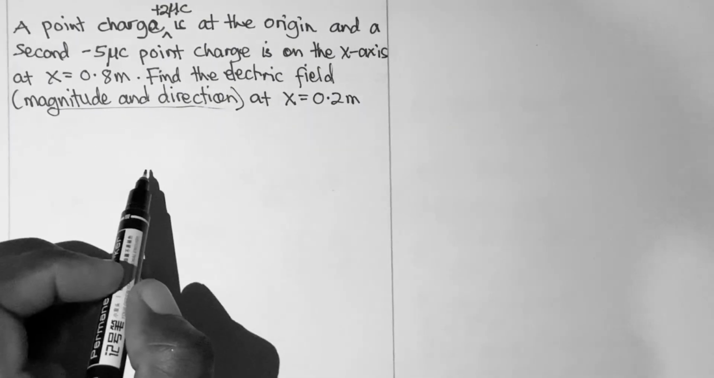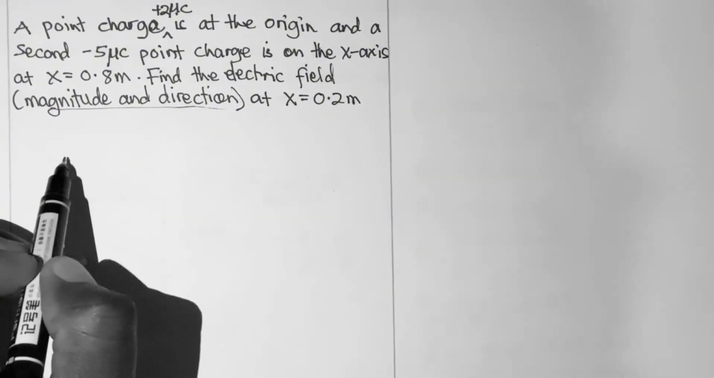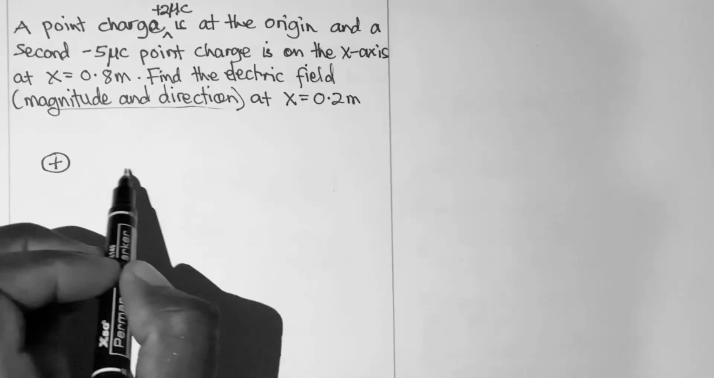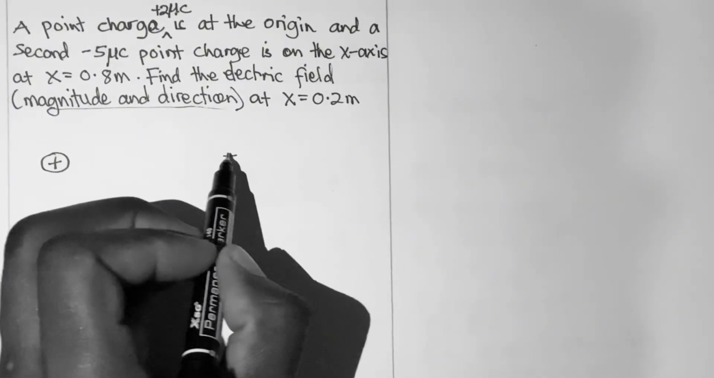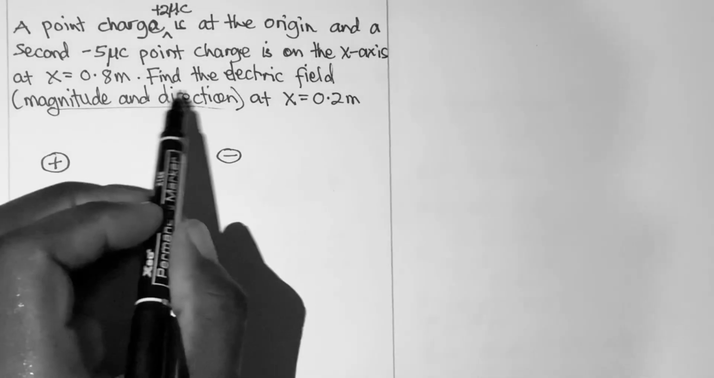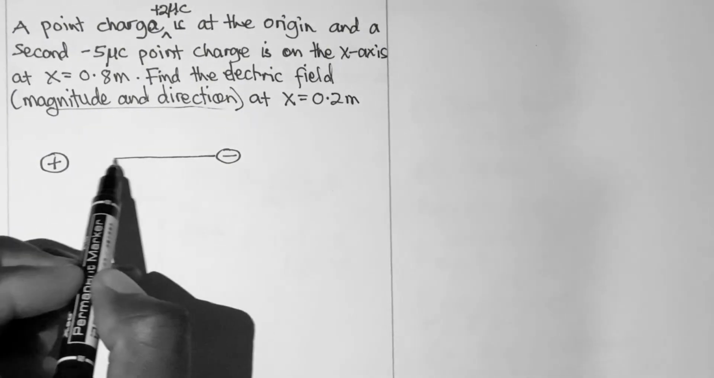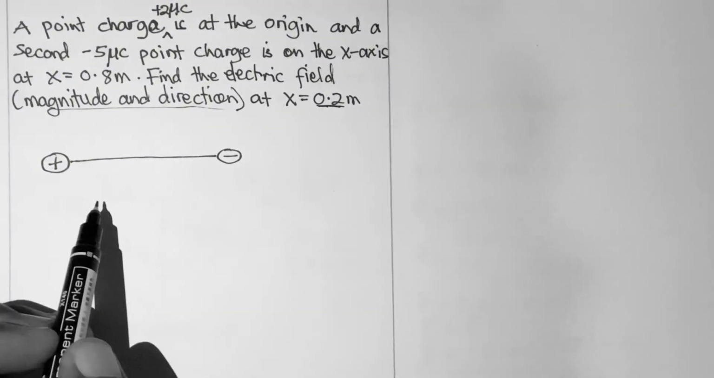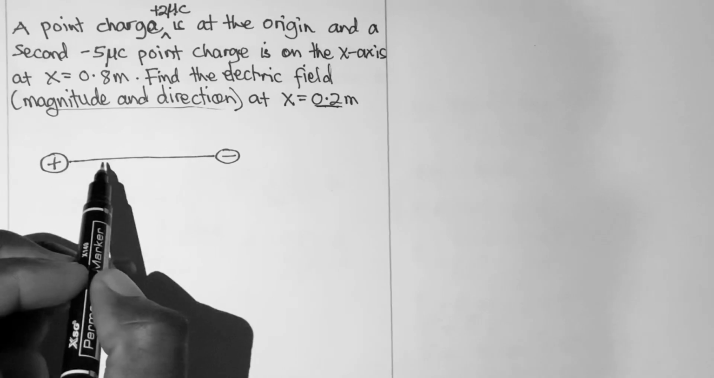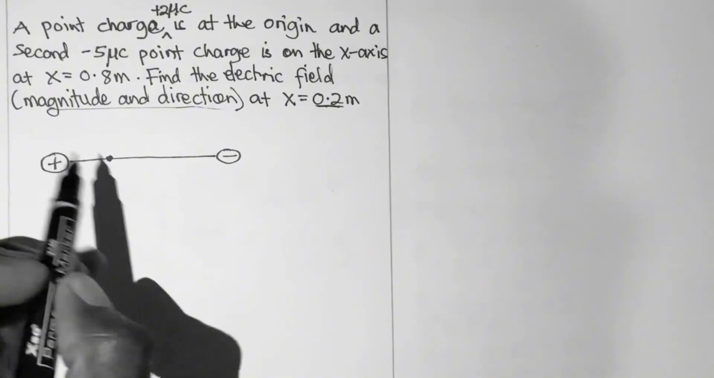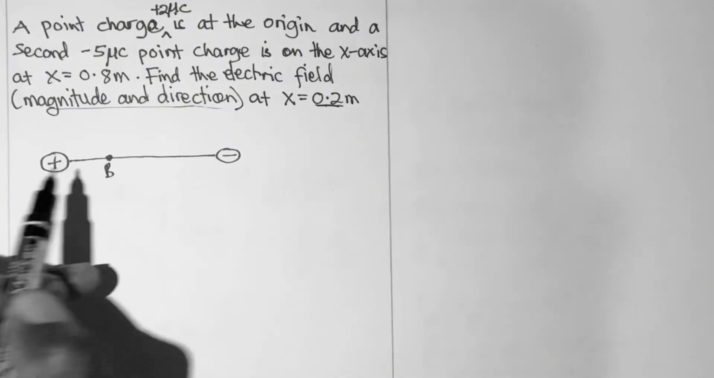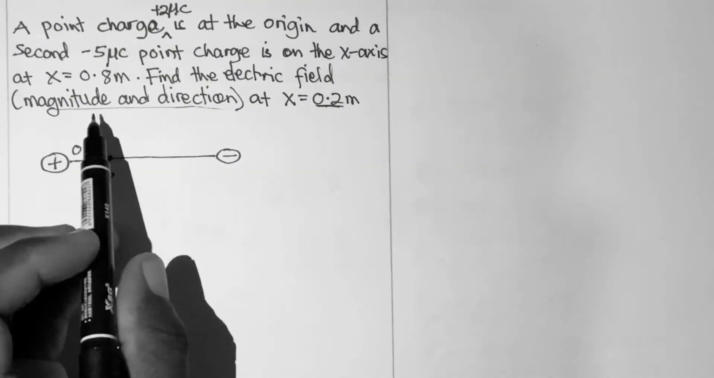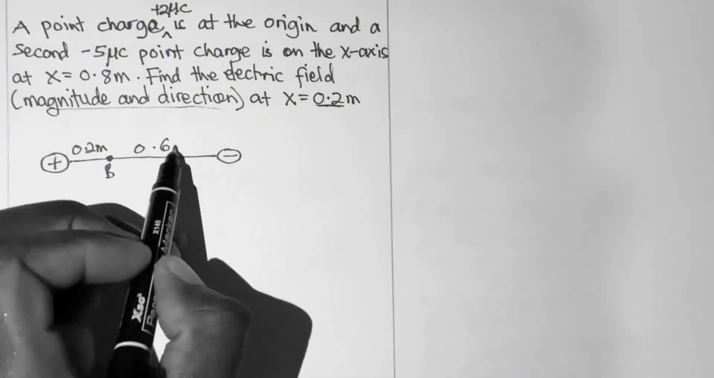So let's try and sketch it. We have a plus 2 microcoulomb charge at the origin, then minus 5 microcoulombs on the x-axis. So let's put the minus 5 microcoulombs here. The distance between the two of them is 0.8 meters. But we want to find the electric field at 0.2 meters. So from this origin, 0.2 meters is somewhere here. Let's label that as B. So here is 0.2 meters. If here is 0.2, the total is 0.8, so it means that here is 0.6 meters.